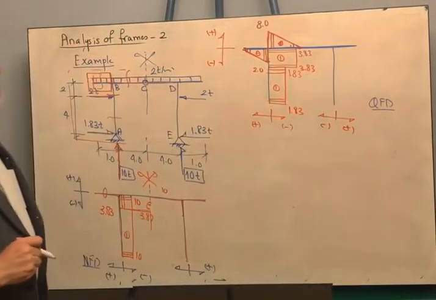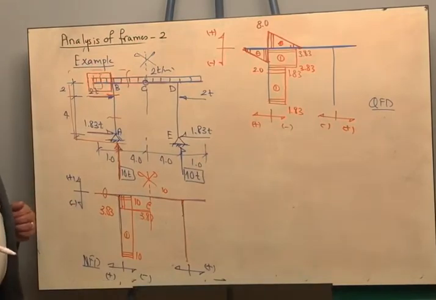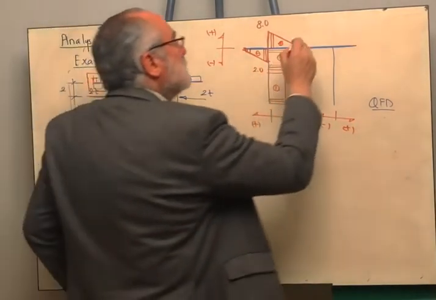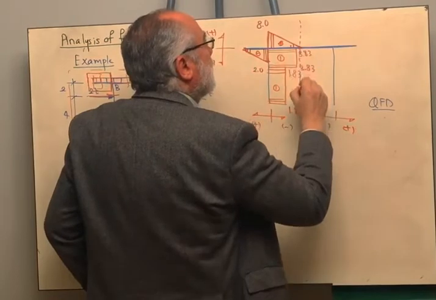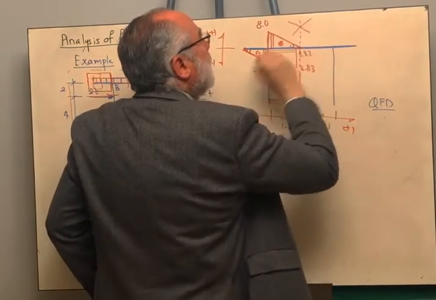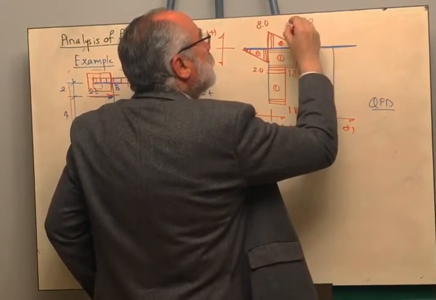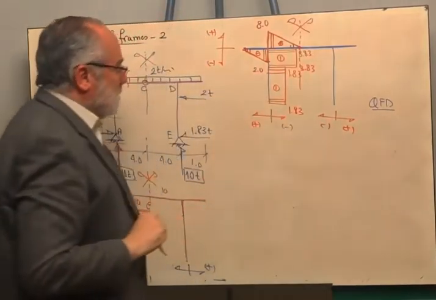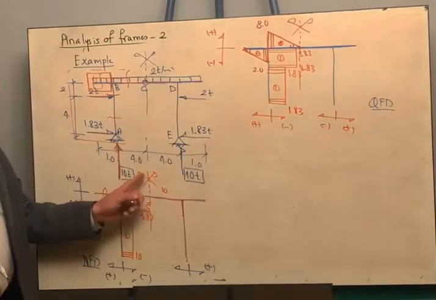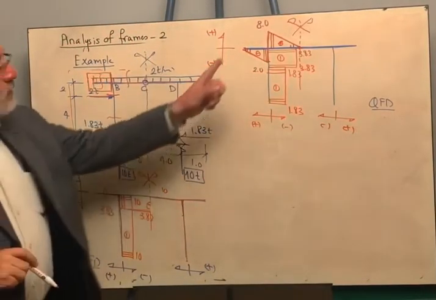You will notice that the shear diagram is skew symmetric. What does this mean? Skew symmetric can be indicated like this. See? I'm drawing 2 flags, but they are not symmetric. This is symmetric, the flag is on the same side, but this one is skew symmetric.